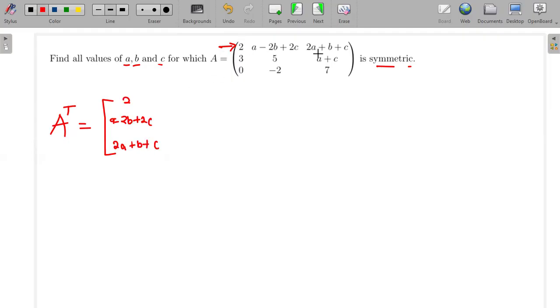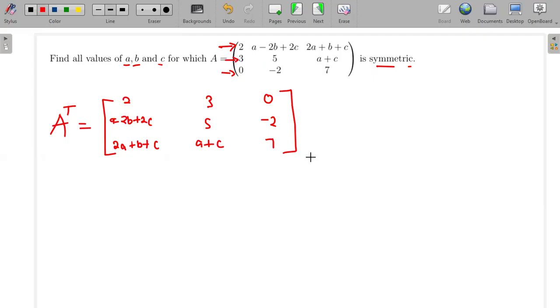So this was my first row here. It has become a column. And then this second row becomes the second column. So it will be 3, 5, and then A plus C. The third row becomes the third column. So it will be 0, minus 2, and then 7 there. So this is my A transpose.